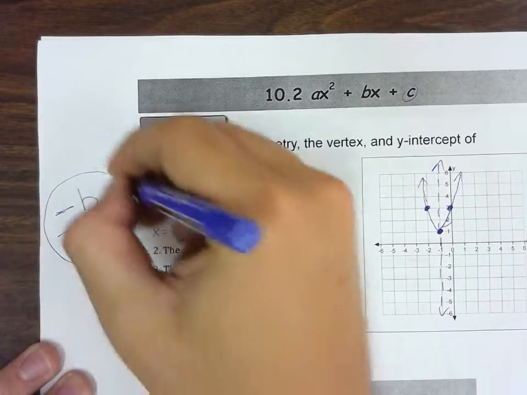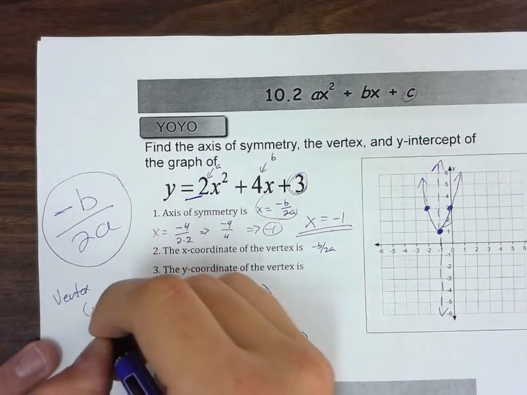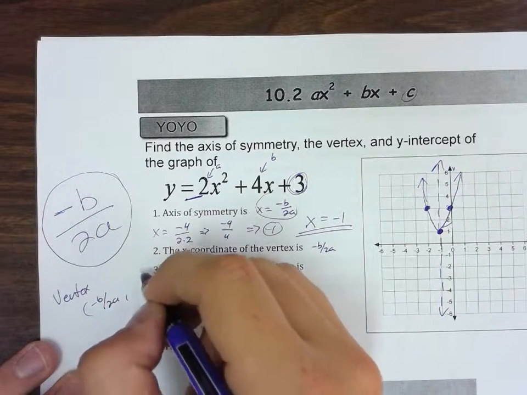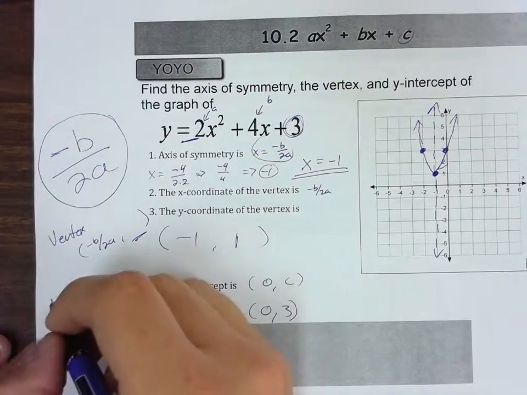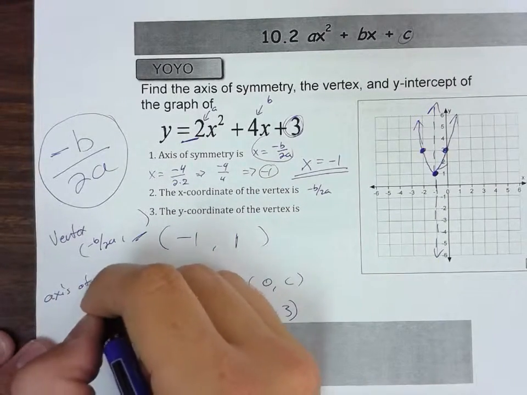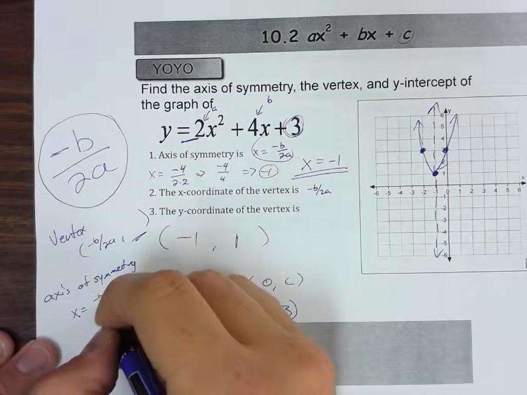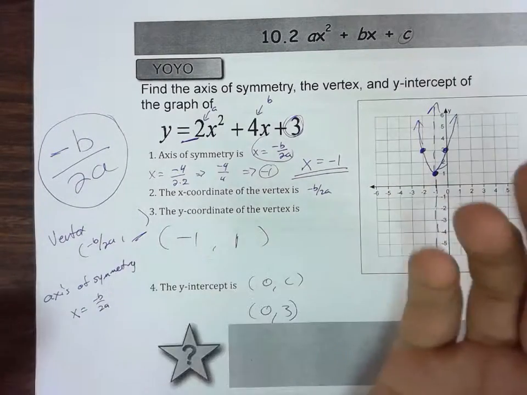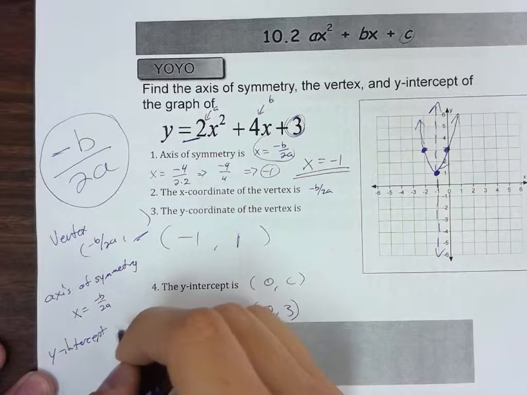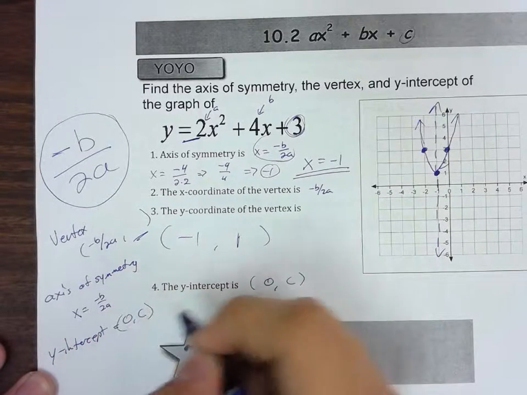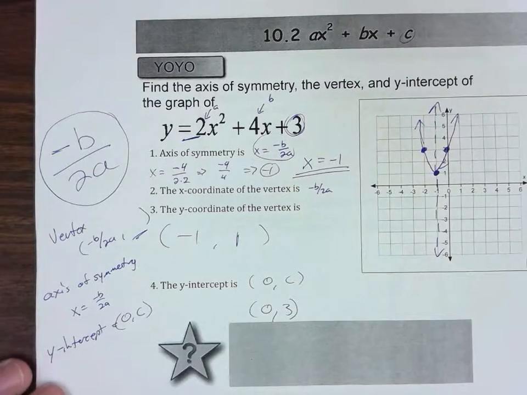So this guy right here can save you a lot of time. It's the x-coordinate of your vertex. You still have to plug it back in to find the y-coordinate, but it still saves you time. The axis of symmetry will be an equation, x equals negative b over 2a. So really when you find this, you find both of them. Piece of cake. And the y-intercept is going to be 0, c, whatever c is. C is this constant term, the term without a variable.